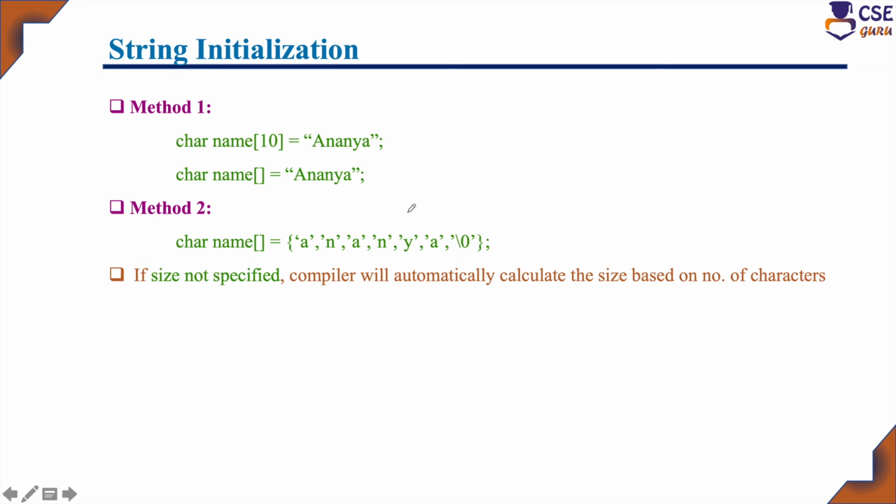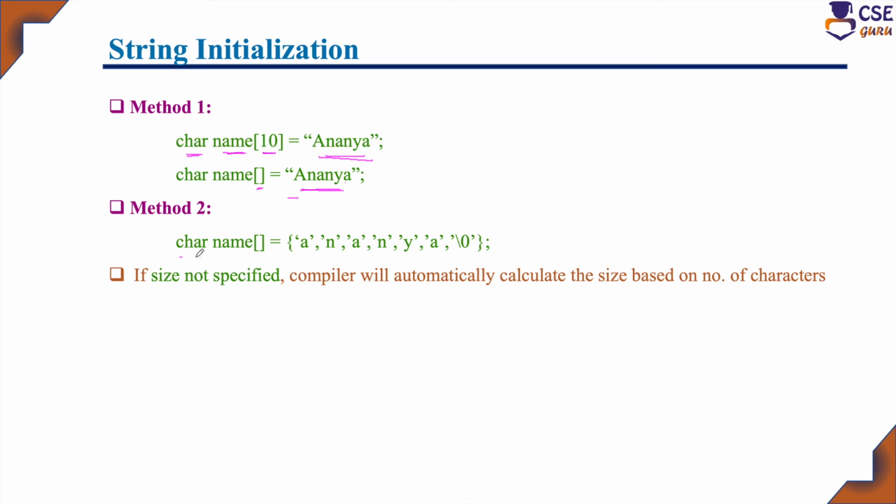And for string initialization, there are two methods we can use to initialize the string. The first method is char string_name within square brackets, we specify the size, equal to, within double quotes we represent the total string, and it should end with a semicolon. Otherwise, if we don't know the size, it is not compulsory to specify it. We can specify empty square brackets. That will automatically calculate the size of the string, plus 1 extra character it will allocate automatically. So here totally 6 bytes is required, plus 1 to store the null character, so totally 7 bytes it will allocate.